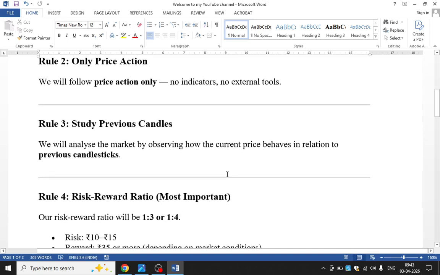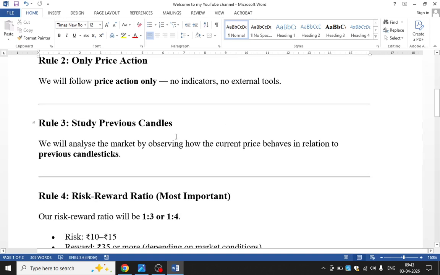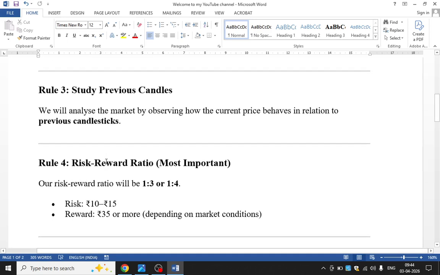Okay. Second, we are going to study candles bar by bar. We are going to analyze the market by observing the current price behavior in relation to previous candles. So we are going to understand each and every candle in detail, what their behaviors are and what the behaviors are in context with the previous candlesticks.